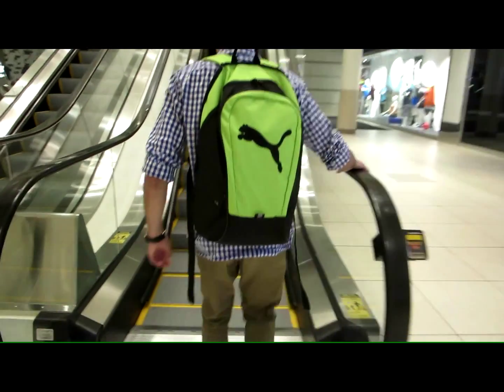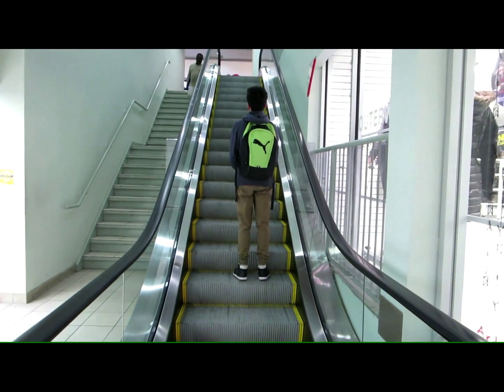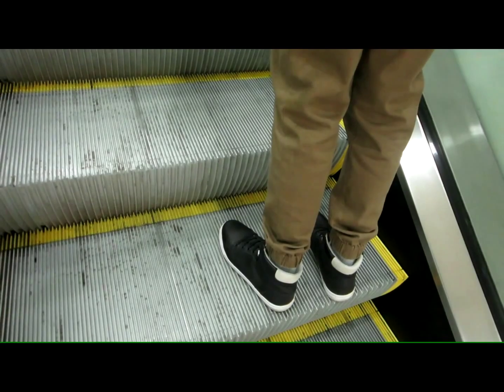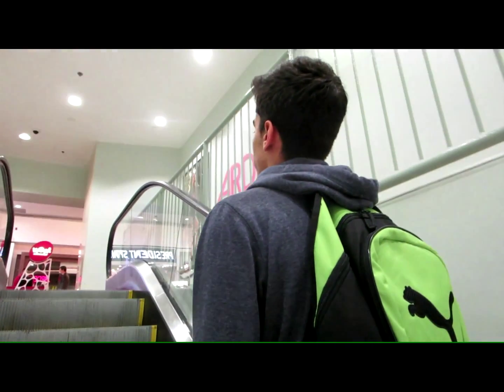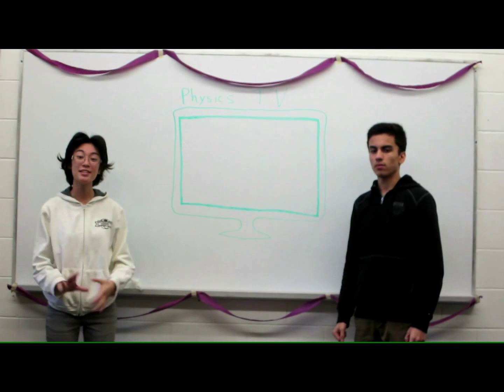Alright then, I'll go on the escalator and we'll try to describe the motion from different frames of reference. Okay, let's go. From my point of view, on the ground, the people on the escalator are moving at a constant velocity. And from the frame of reference of the escalator, I'm standing still. From different frames of reference, the motion can be described differently.